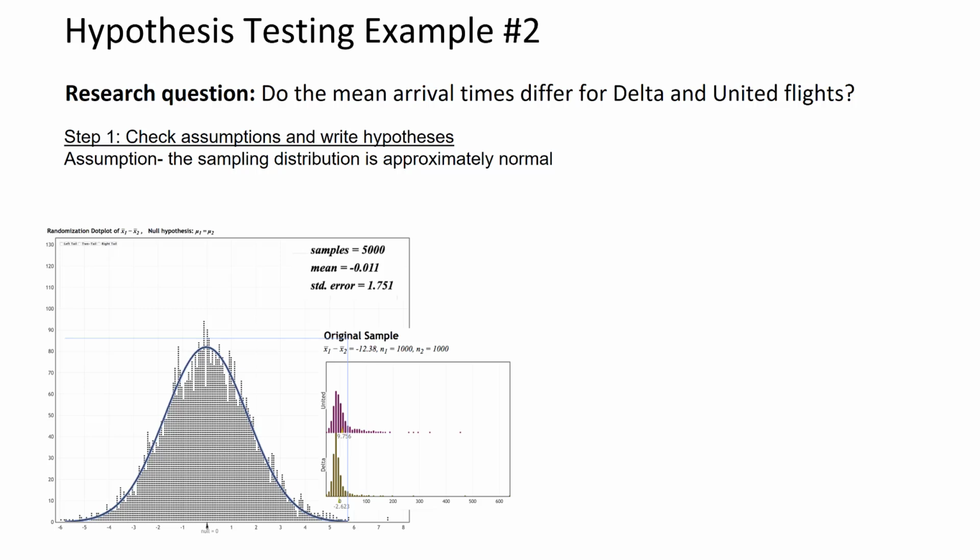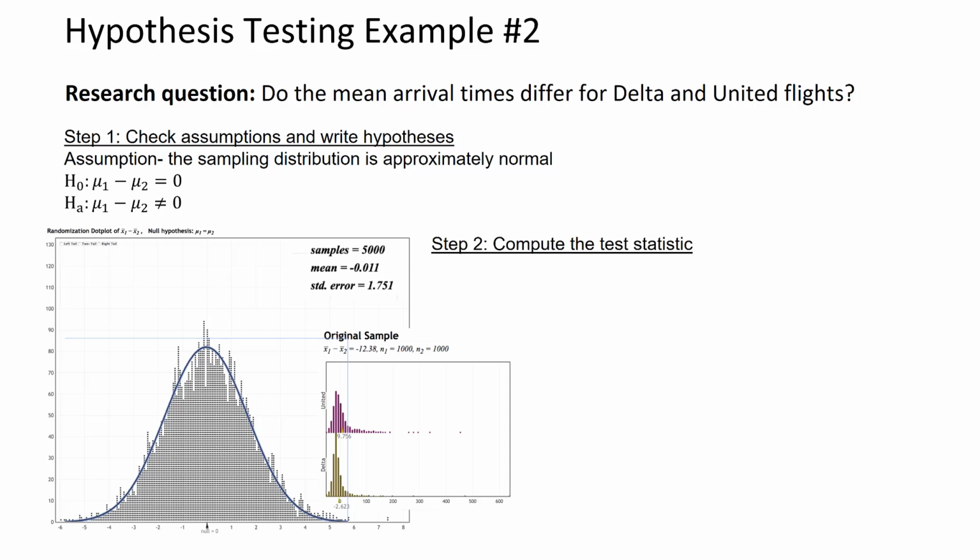Next, we write our hypotheses. We want to know whether or not there is a difference between the two population means. The null hypothesis is that mu sub 1 minus mu sub 2 equals 0. In other words, there is not a difference between the two population means. Our alternative hypothesis is that mu sub 1 minus mu sub 2 does not equal 0. In other words, there is some difference. This is a two-tailed test.